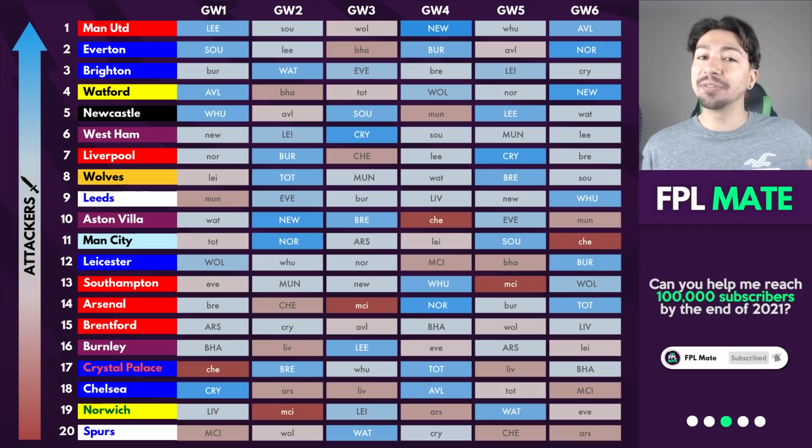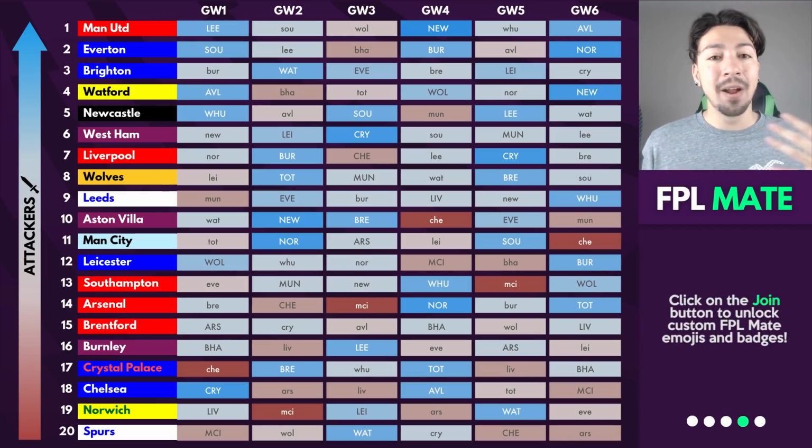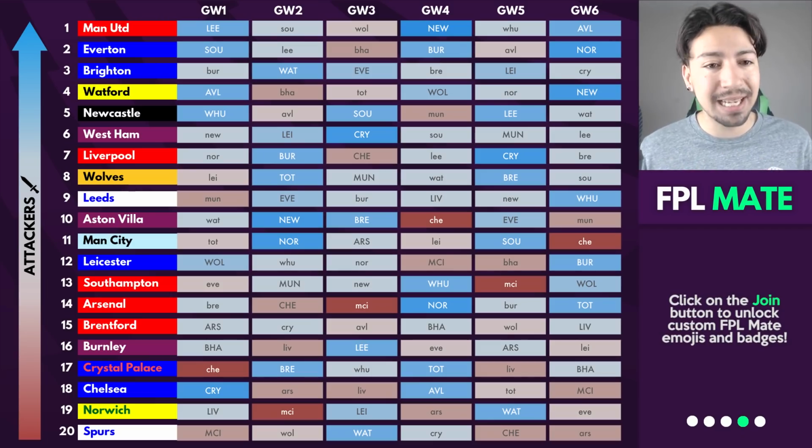Same with Everton. Everton have jumped up into 2nd place. Really nice run of fixtures. Southampton, Leeds, Brighton, Burnley, Aston Villa, Norwich. So for Manchester United, we do want to go for some Manchester United attackers. For Everton, we're probably going to be looking at DCL there as well.